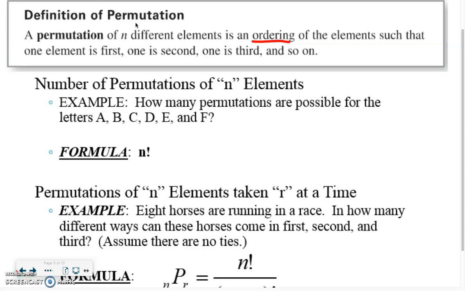But the next one, the permutations of n elements taken r at a time, that's when we say we don't need the entire permutation. How many ways could we finish first, second, and third? That's creating the subgroup. Does that make sense?